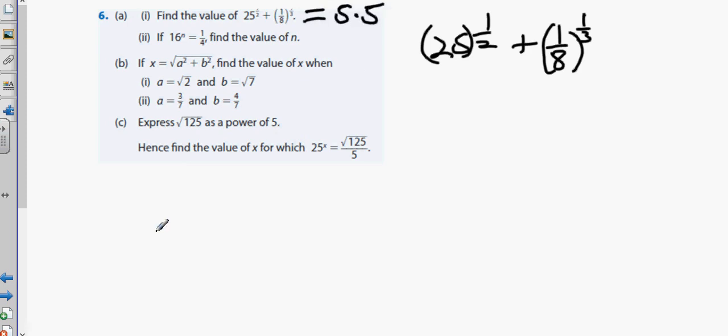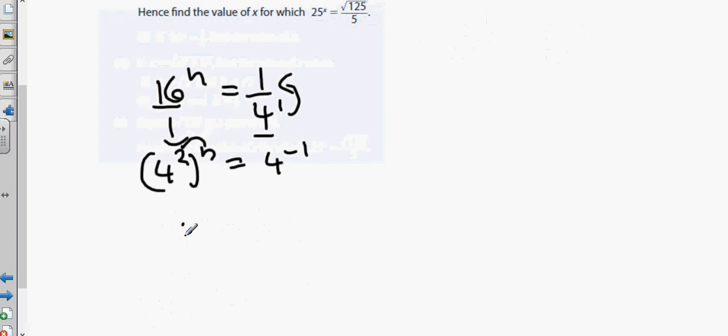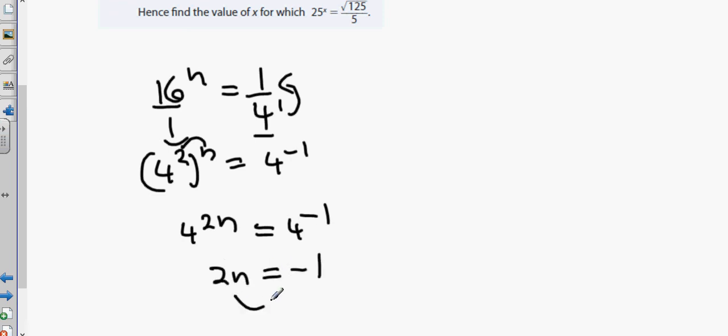Okay, 16 to the power of n equals a quarter. Now remember, we need a common base number, so we can change 16 into 4 squared. So that's 4 squared to the power of n. We can change a quarter into 4 to the power of minus 1, because you bring it up to the top. Now what we get is 2 multiplied by n, so we get 4 to the power of 2n equals 4 to the power of minus 1. 2n therefore equals minus 1. 2 goes underneath, n equals minus a half.